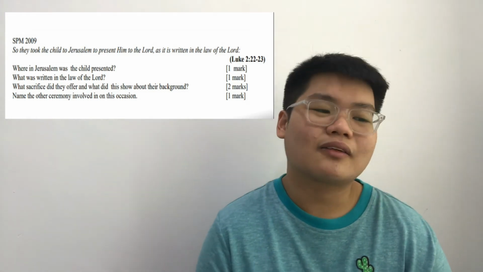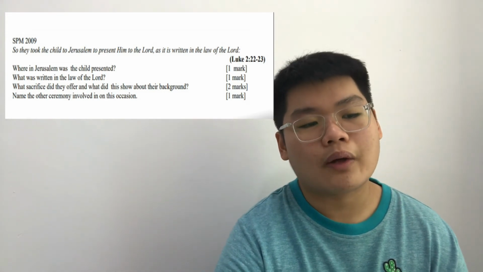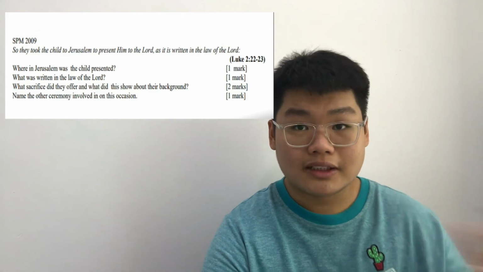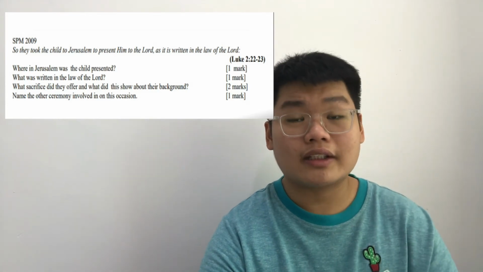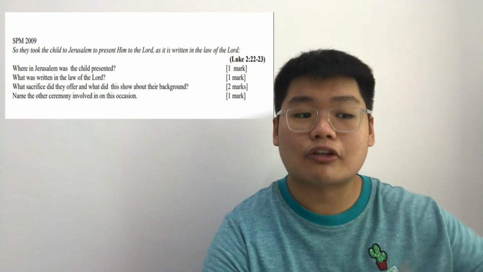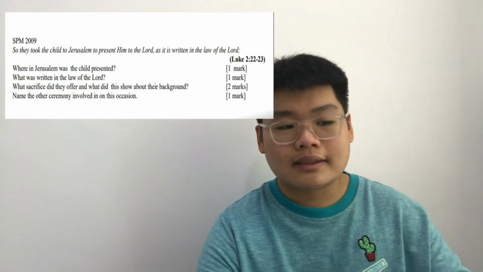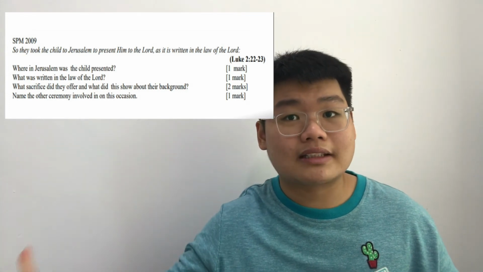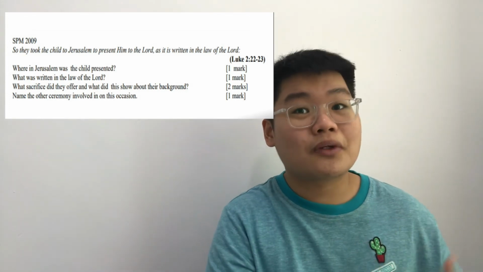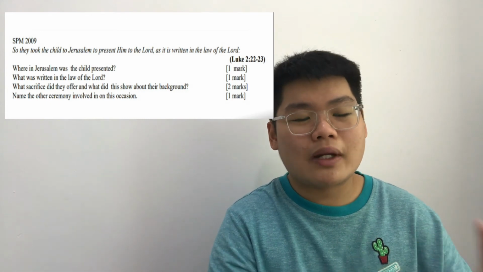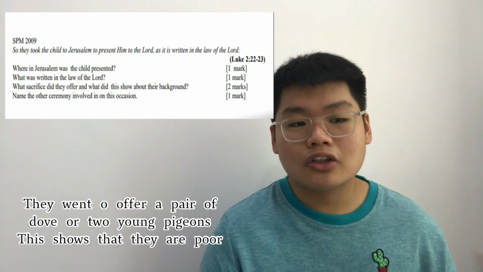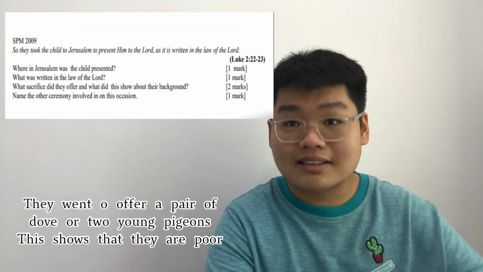Now let's look at the third question. What sacrifice did they offer and what did this show about their background? This question is asking what sacrifice they offered, but the sacrifice here is not for the ceremony of presentation of the firstborn. It is for the ceremony of purification, right? So they offered a pair of doves or two young pigeons. Not only that, you also have to write what this shows about their background.